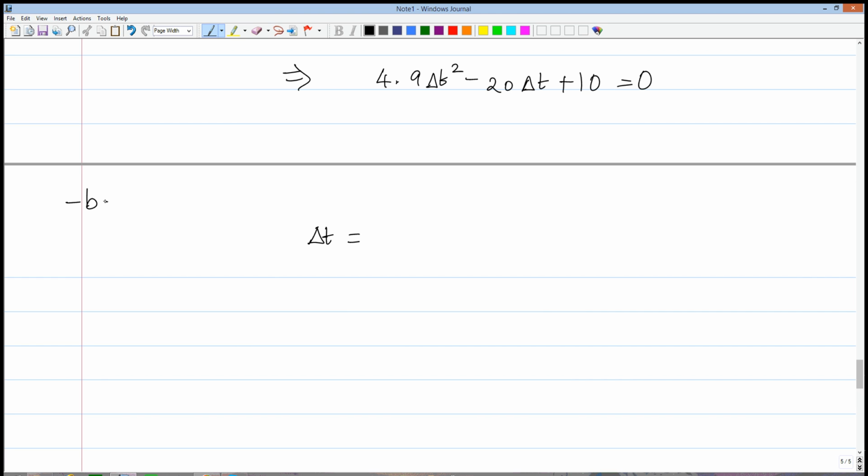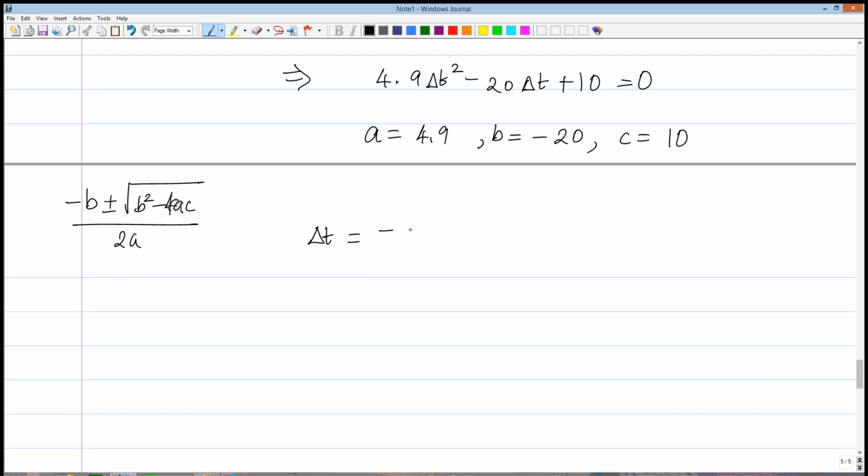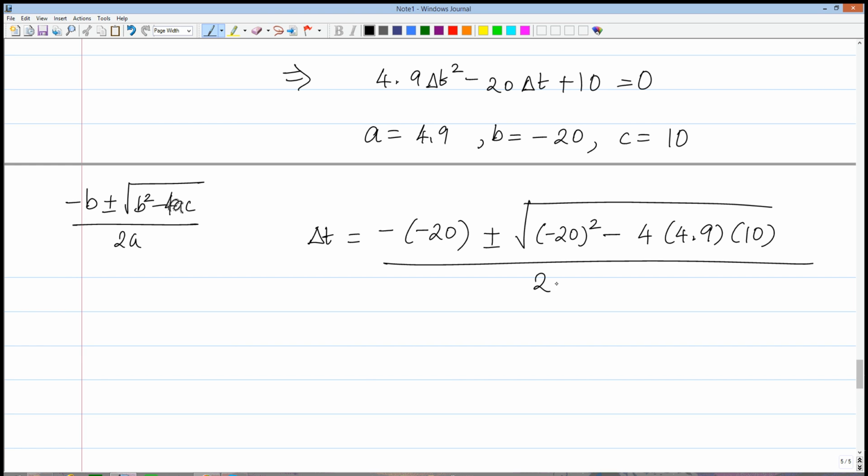And the solution happens to be minus b plus or minus square root of b squared minus 4ac, all over 2a. So let's identify the a, b and c from here. So a is 4.9, b is minus 20, and c is equal to 10. Once we have all these things, let's substitute. So you get minus of minus 20 plus or minus square root of minus 20 squared minus 4 times a times c, and all over 2 times a. So 2 times 4.9. Perfect.